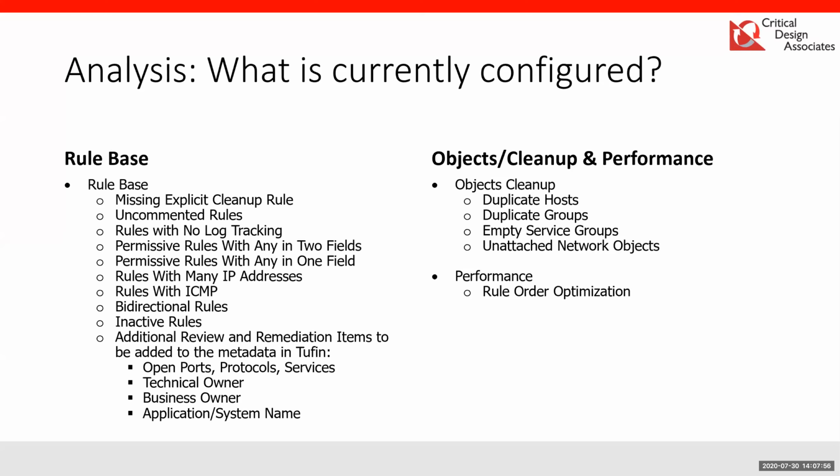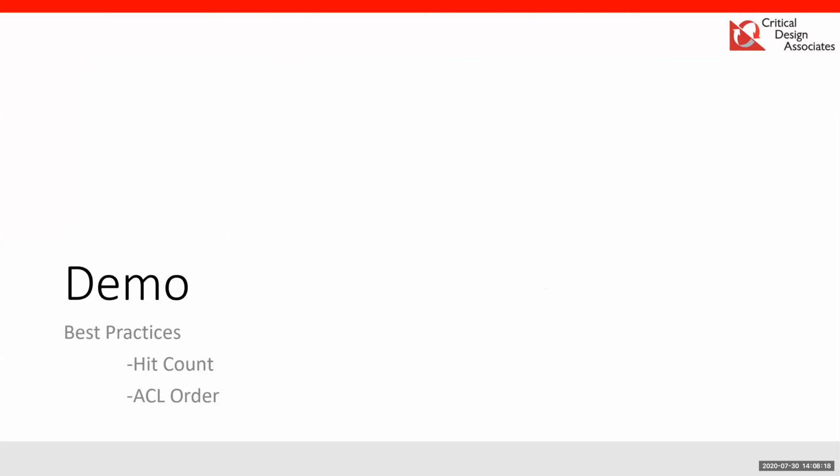And other things like in your firewall configuration, you may have the ability to create a description, but it doesn't necessarily tell you who the technical owner is, or the business owner, or the application, or the system name. So having a place to apply that information to your devices or to your configurations without inundating the config and making it bloated. So we'll go through the demo. We'll talk about best practices. We'll talk about hit counts and ACL ordering, and I'll transfer that over to Christian.